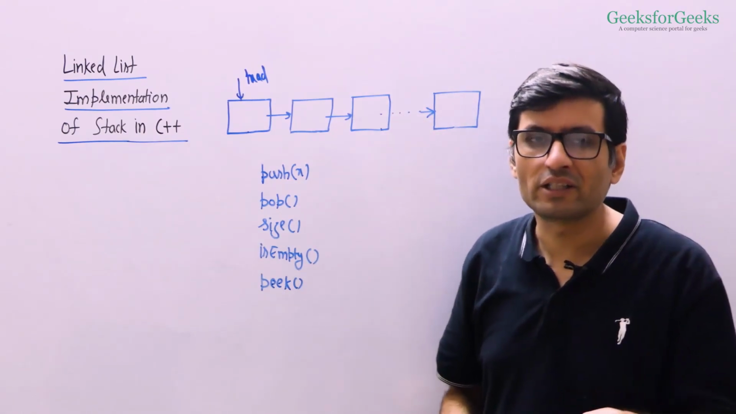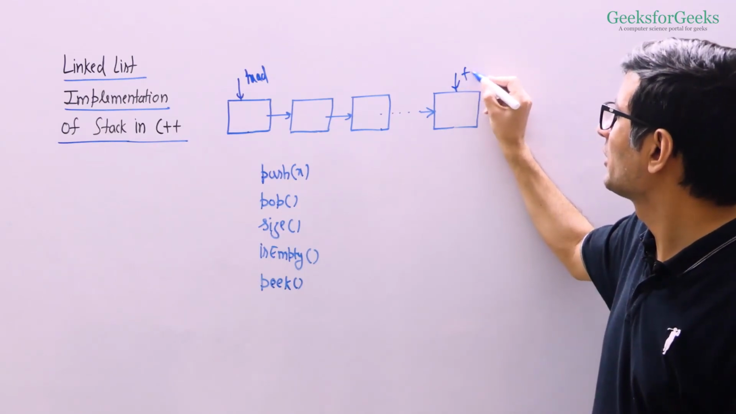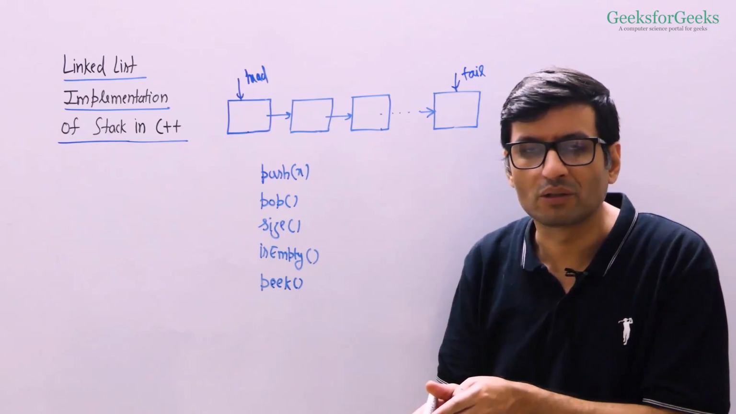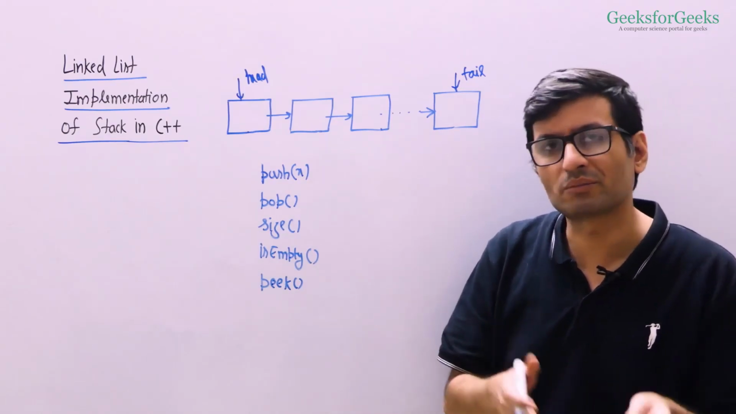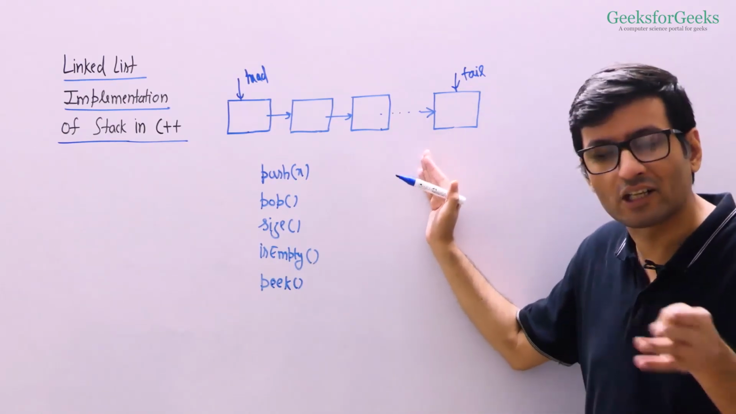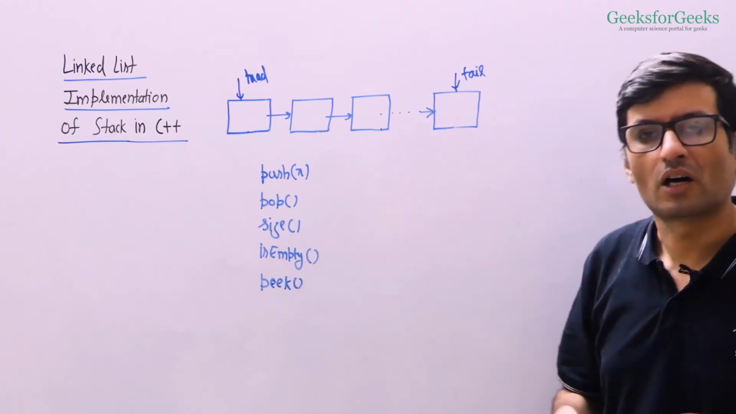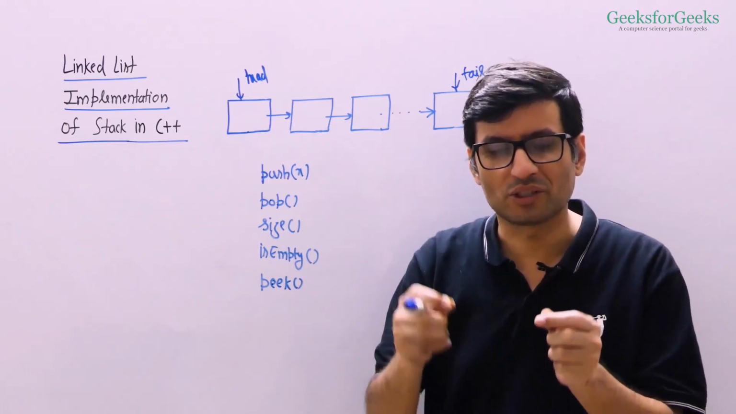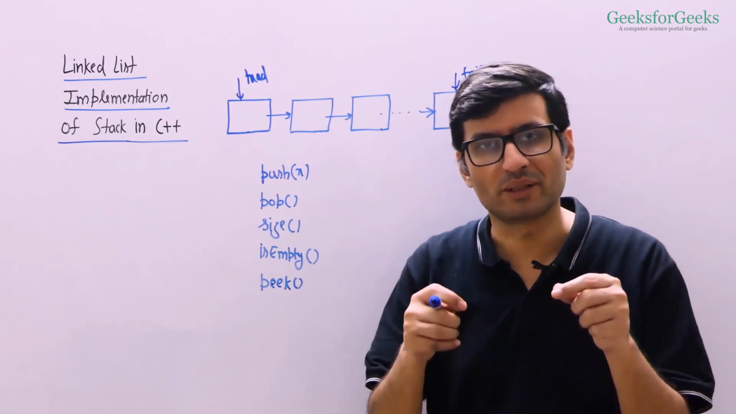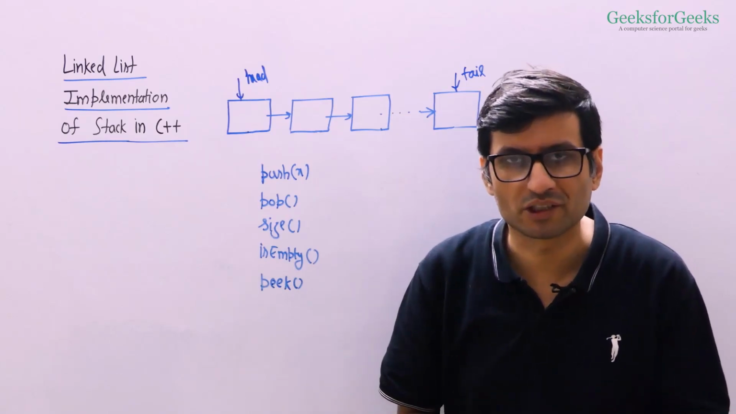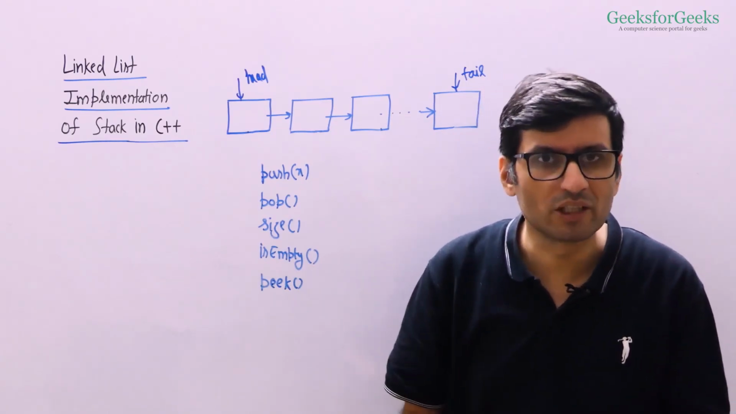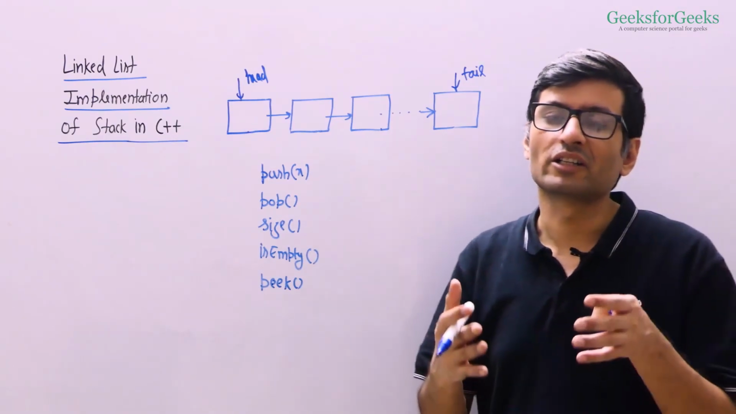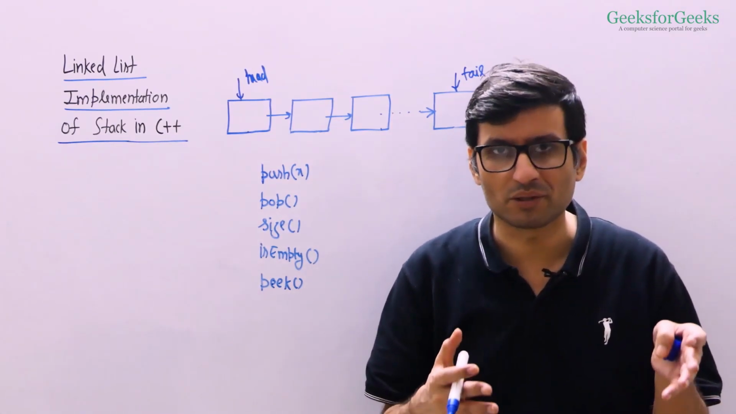And even if you maintain the tail pointer for the last node, with the tail pointer, you can insert at the end in big O of 1 time, but you can't delete from the end in big O of 1 time, because you need the second last node to delete the last item. However, there is one way where we can use the last node, insert at the last, delete from the last, and maintain the tail pointer and implement all the operations in big O of 1, which is using a doubly linked list. When you have a doubly linked list and you have the tail pointer also maintained, then you can do all these operations in big O of 1 time.